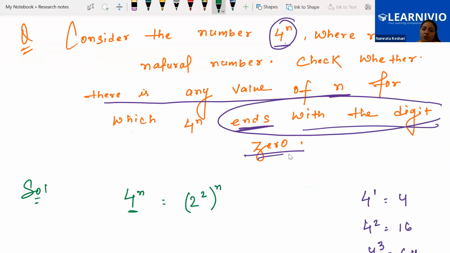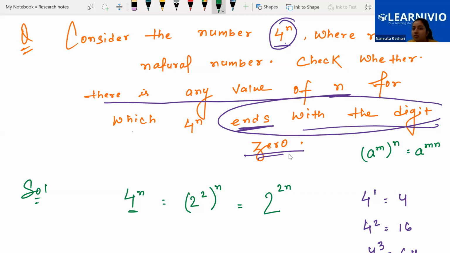And the law of exponent we already know says that whenever we have a to the power m, whole to the power n, it can be written as a to the power m into n. So can we write it here as 2 to the power 2n? Yes or no? Yes, ma'am. We can write it.